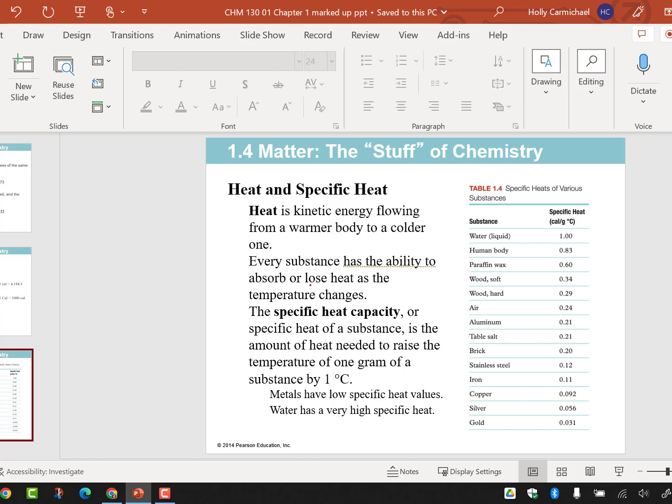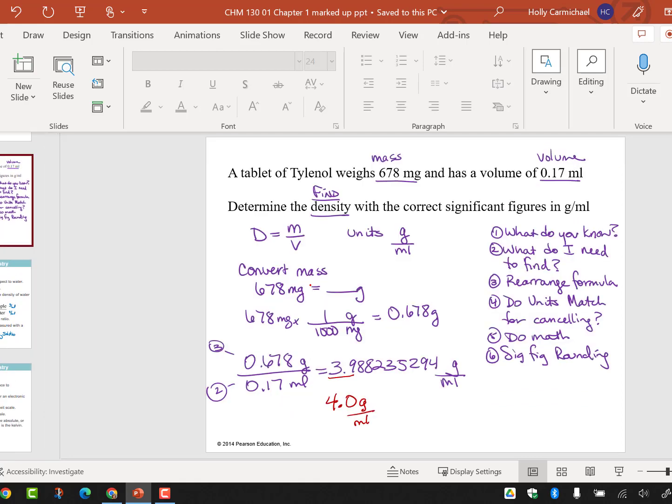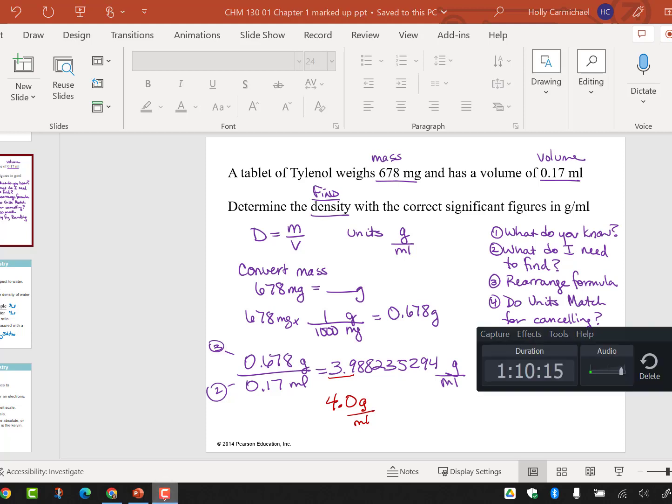Okay? What was the answer for the Tylenol question? So 4.0. Okay, just making sure I got it right. Yeah, in the rounding, 4.0. Good? All right, please drop the calculators off on your way out.